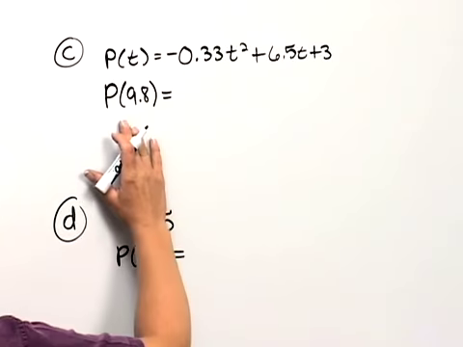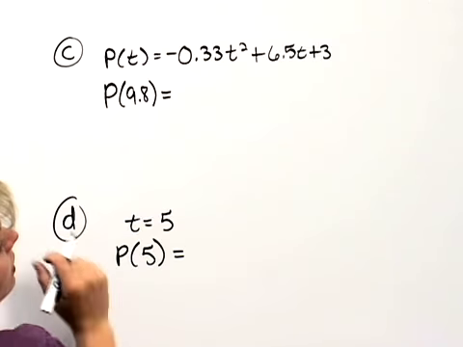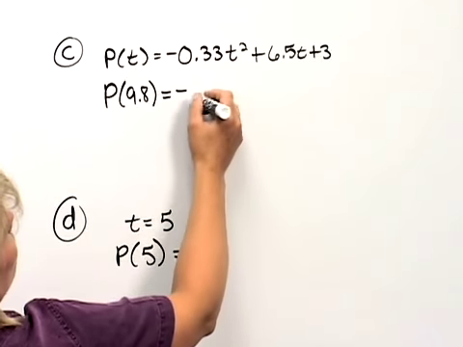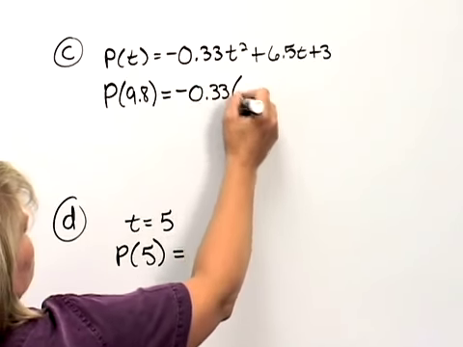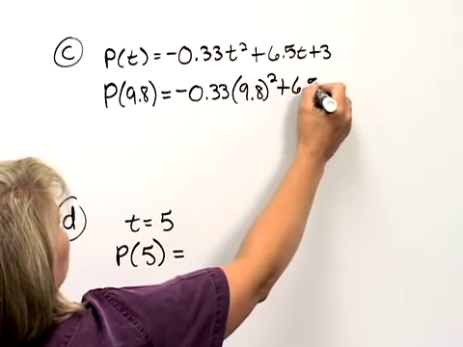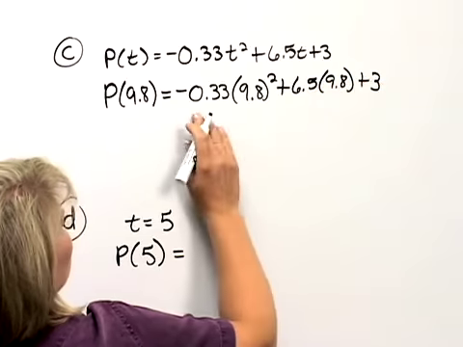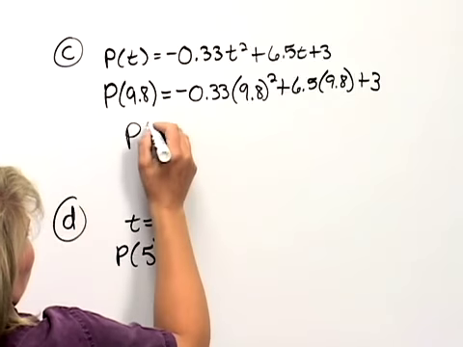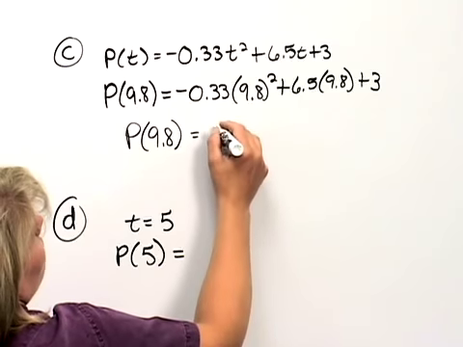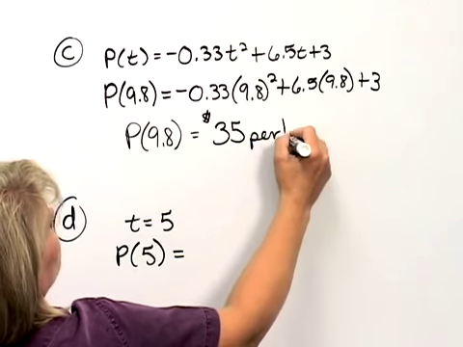Now we need to find the maximum value, which would be when t is 9.8, and we need to round that to the nearest whole dollar. So we're going to plug 9.8 into here. We have negative 0.33 times 9.8 squared plus 6.5 times 9.8 plus 3. If you calculate that out in your calculator, you'll find that P of 9.8 happens to be, approximately rounded to the nearest dollar, $35 per barrel.